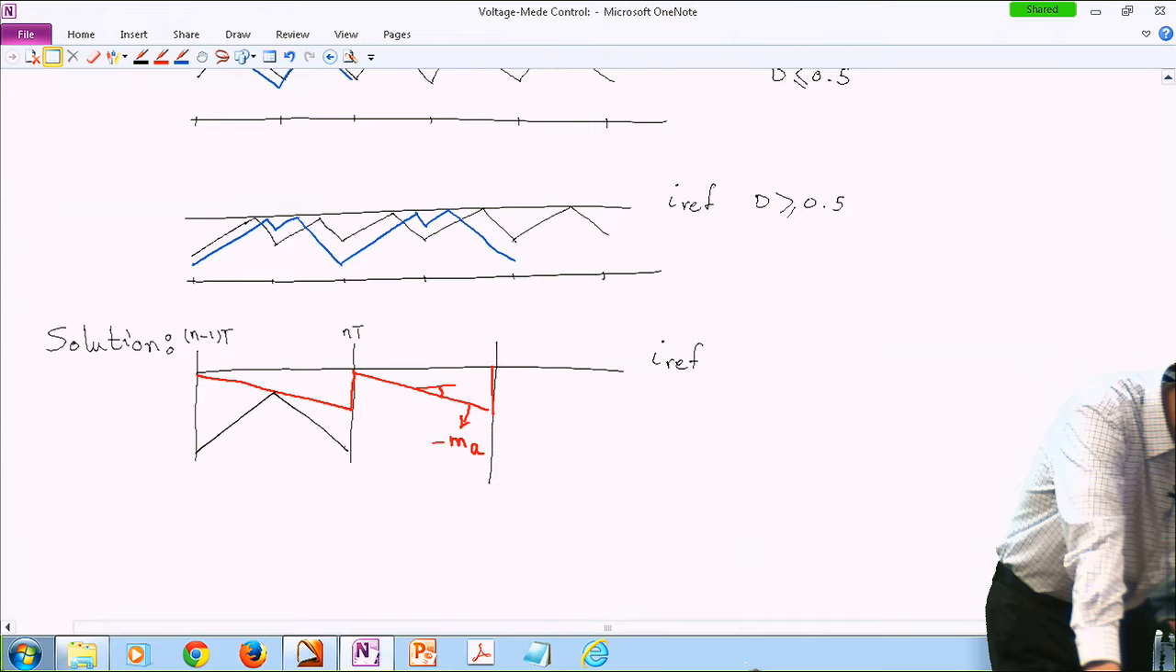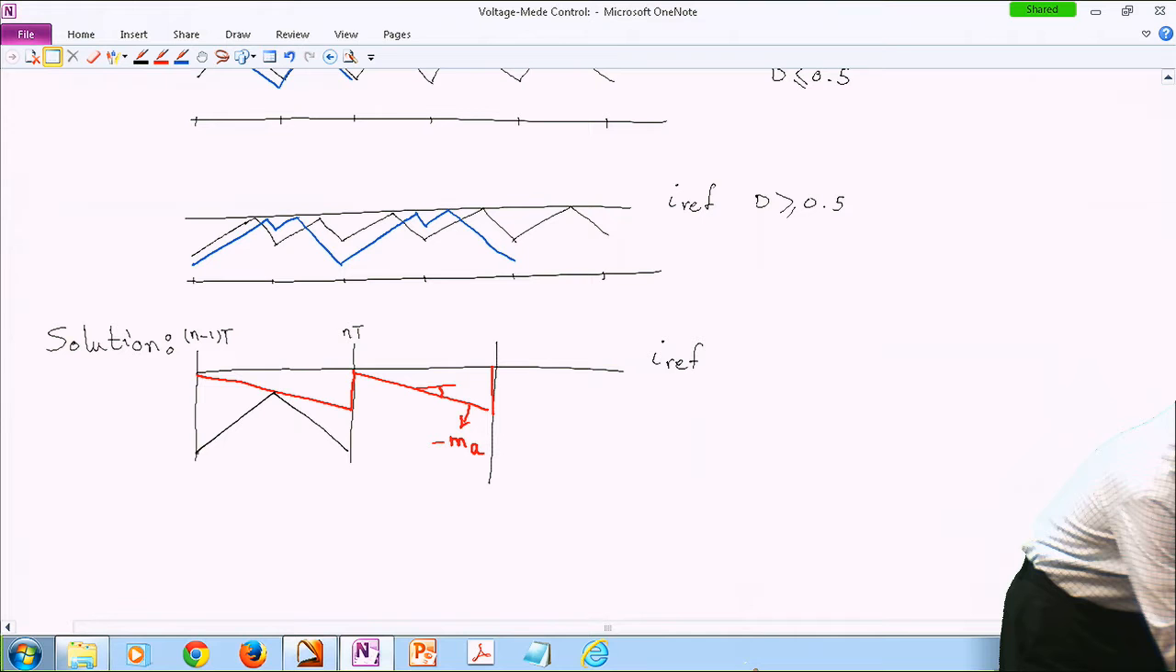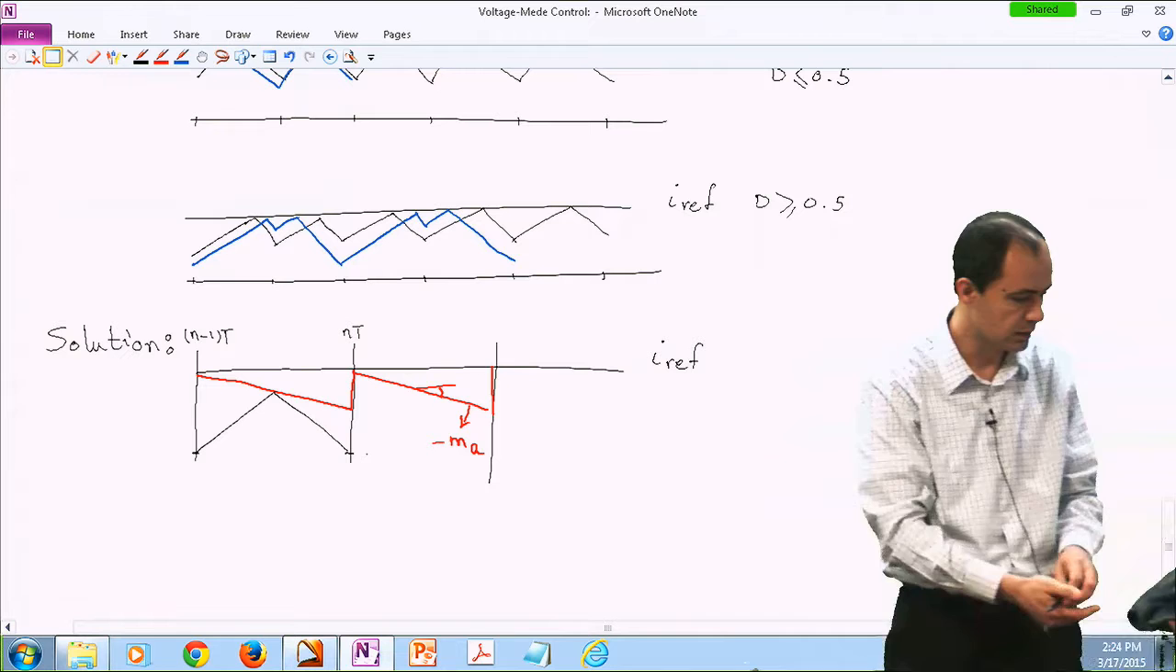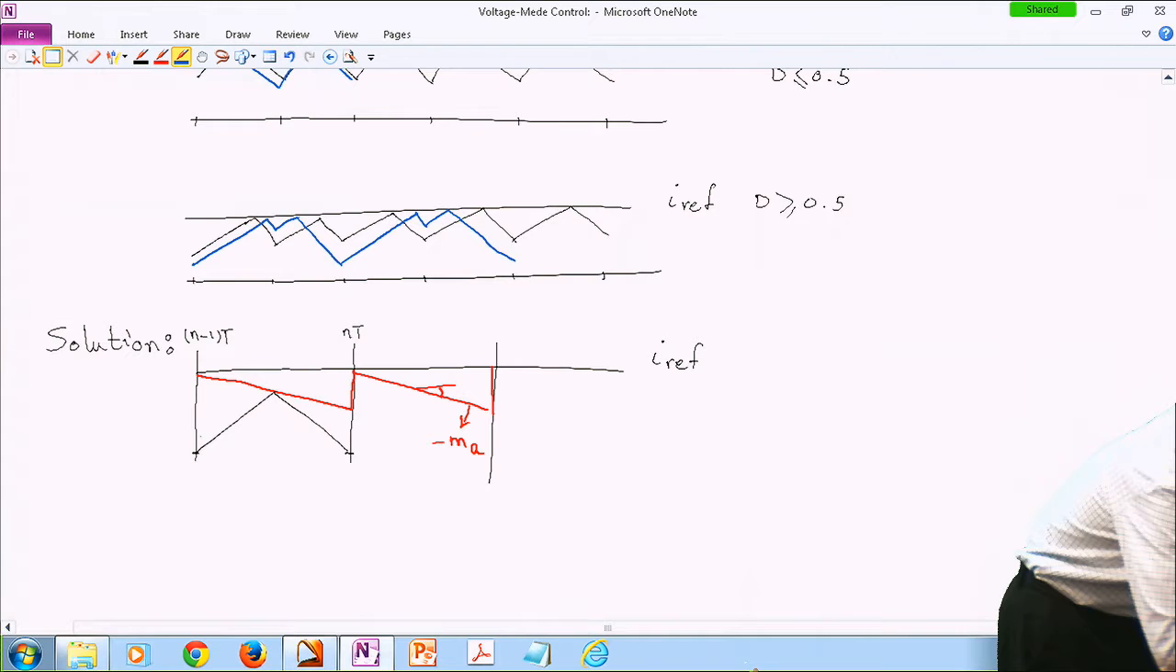Okay, remember, under steady state conditions, the initial value of the inductor current and the final value of the inductor current are supposed to be the same. So if I'm under steady state conditions, meaning that everything is stable, these two values are supposed to be the same. But what if the system is perturbed?